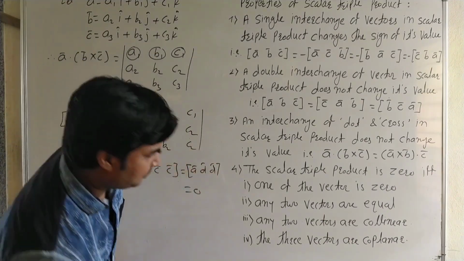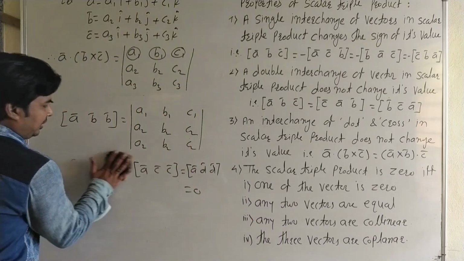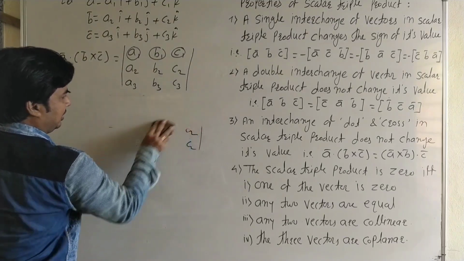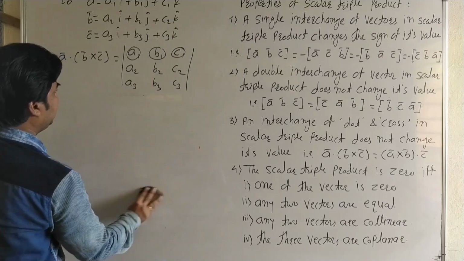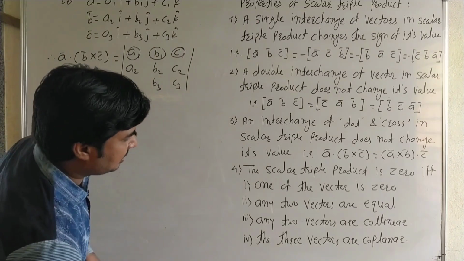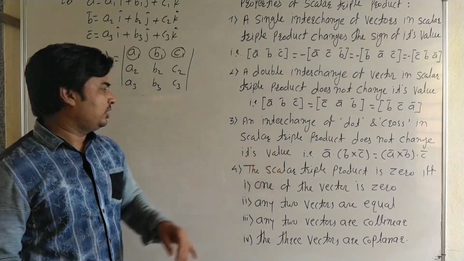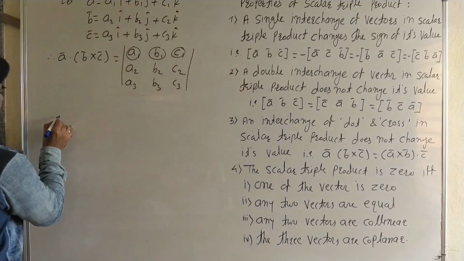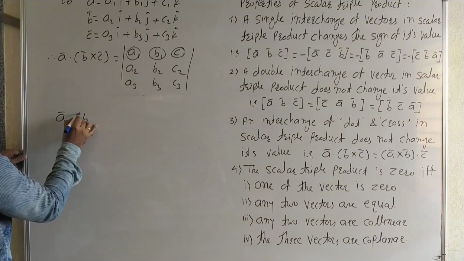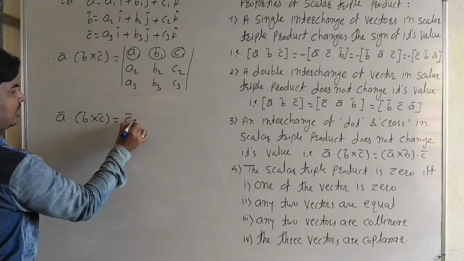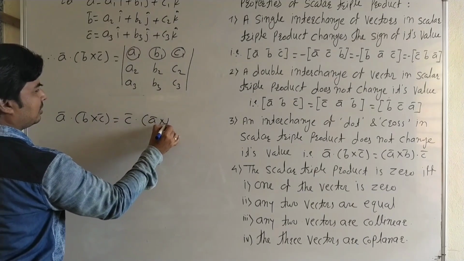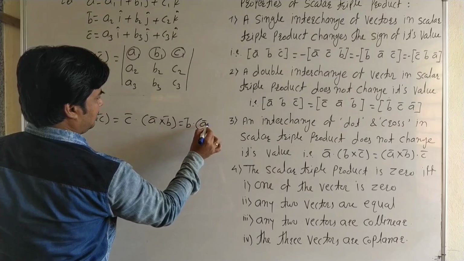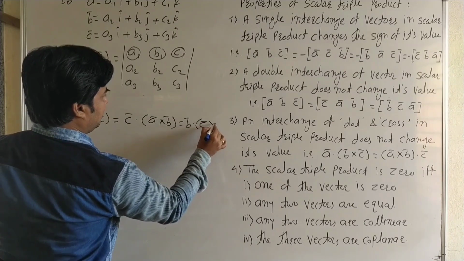Okay, here. And then if two vectors are collinear, that means coplanar, parallel. Okay, parallel or collinear. If any two vectors are collinear, then the triple product is 0. Okay, here by using the property number second, we can write a bar dot b bar cross c bar, c bar dot a bar cross b bar, and b bar dot c bar cross a bar.